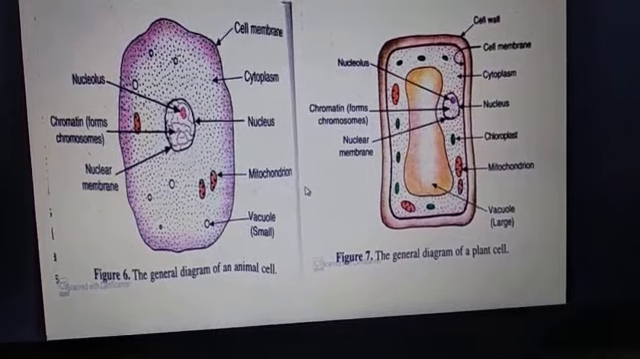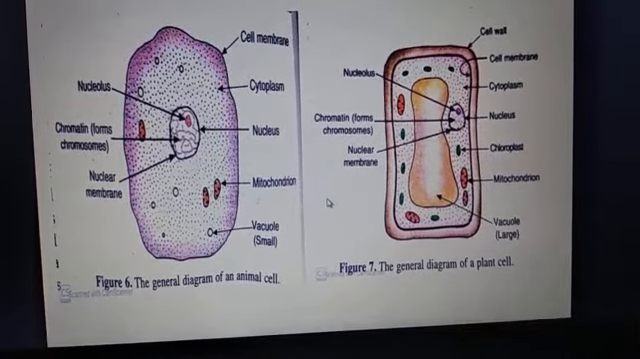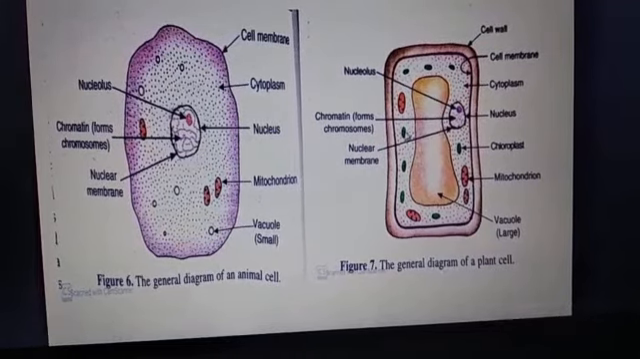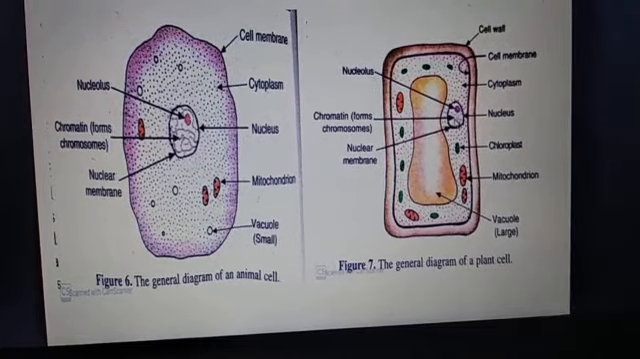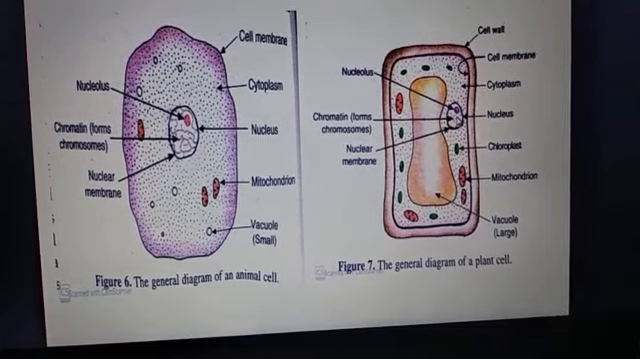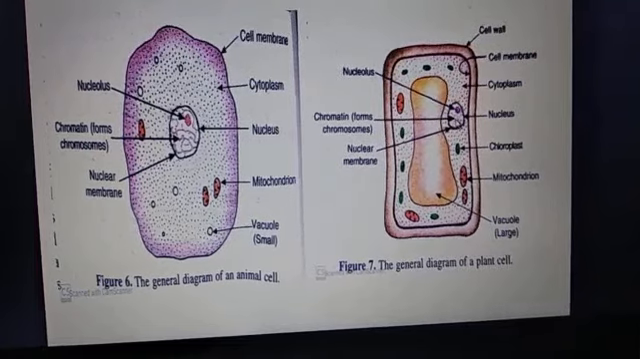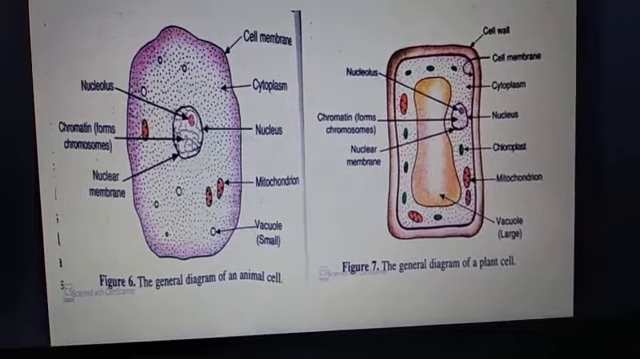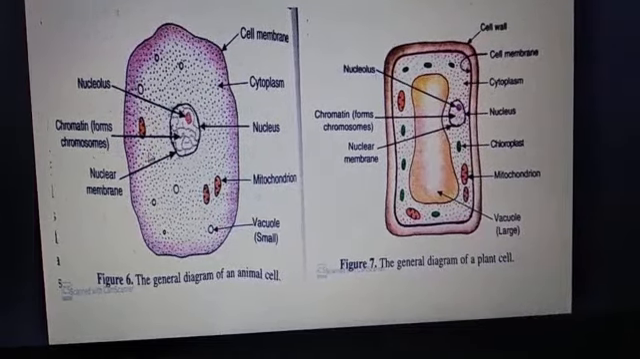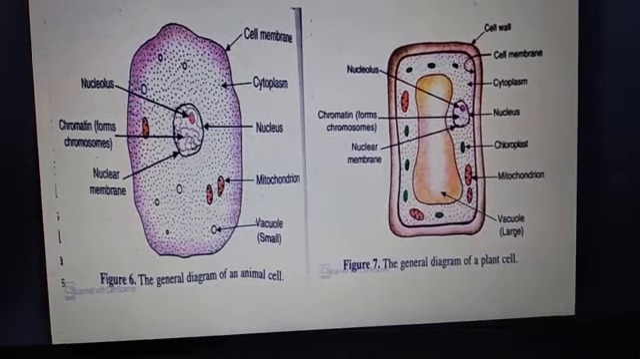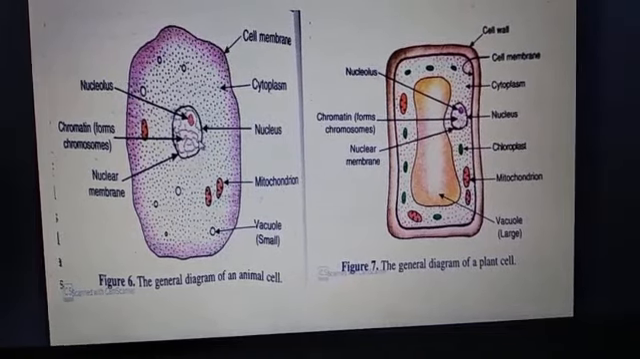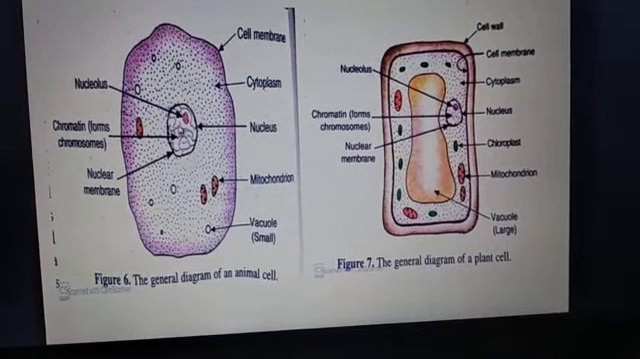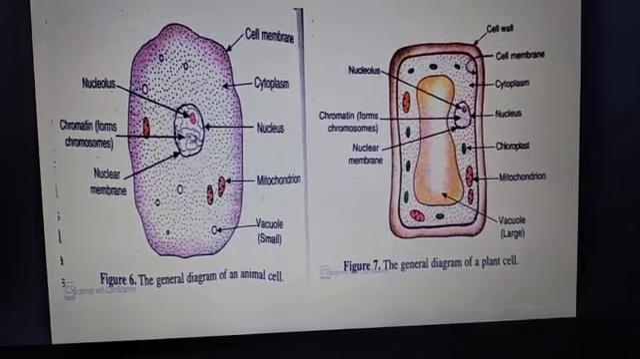The most important part of a cell is its nucleus. The nucleus has a nuclear membrane which contains the protoplasm of the nucleus called nucleoplasm. This nucleoplasm has a thread-like network called chromatin. This chromatin condenses to form chromosomes. These chromosomes are responsible for the inheriting of characters from one generation to another generation.